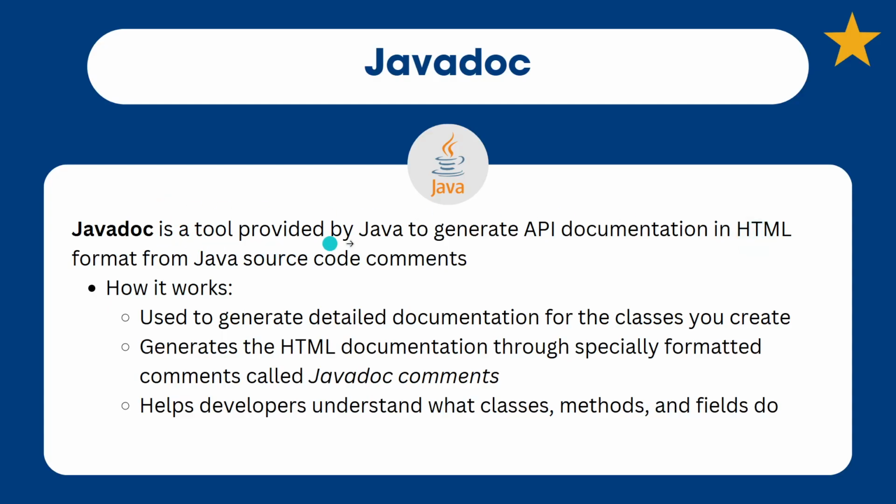So Javadoc is a tool provided by Java to generate documentation in HTML, to actually make a cool, nicely formatted, nicely interfaced documentation. The way it's able to create that is from the source code comments that you write. So you write these specially formatted Javadoc comments, and then Java will take care of the rest and actually generate a very nice looking documentation file. Really, it's a lot of files working together. So it helps developers understand what classes, methods, and fields do in your own custom classes.